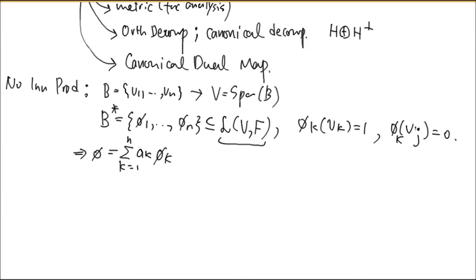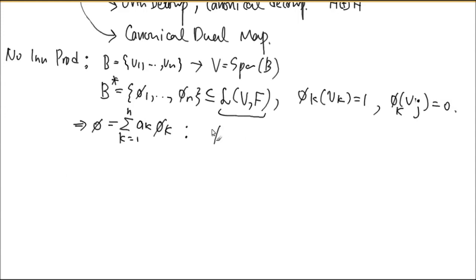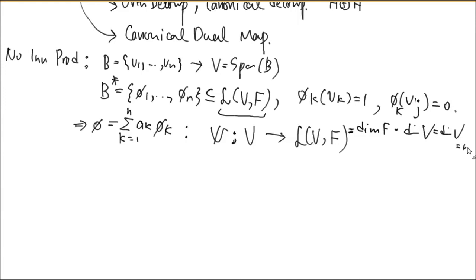And the dual map is the following. Psi sends V, which is a vector, to a linear transformation. What was the dimension of this space? Anybody remember? It's the dimension of F times the dimension of V. That was actually the matrix space, n times n. But what is the dimension of F? 1, right? Because it's a scalar. So it's dimension F times dimension V, which is n.